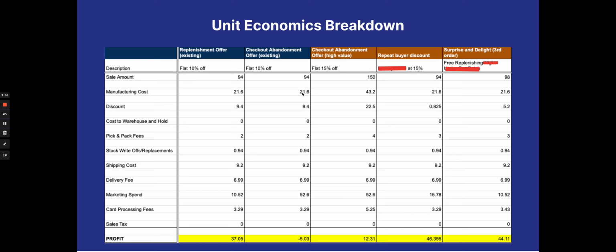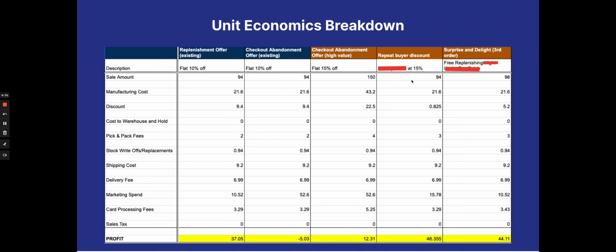So here's an example, right? Here we know replenishment flow existing. We could do a flat 10% and checkout abandonment flat 10%. We do know that if there's a high value in the abandoned cart, then we can actually offer a flat 15%, and there's a good profit margin there. One thing that we really found out though was getting a repeat buyer discount. So previously they were just doing kind of like 10% store wide, you can just get 10% off everything.